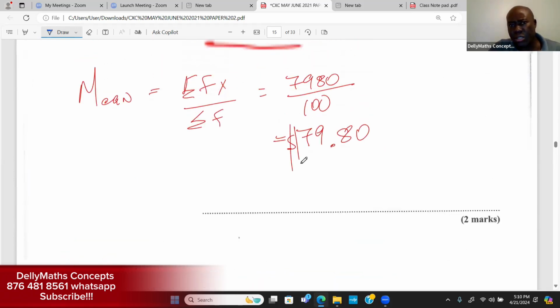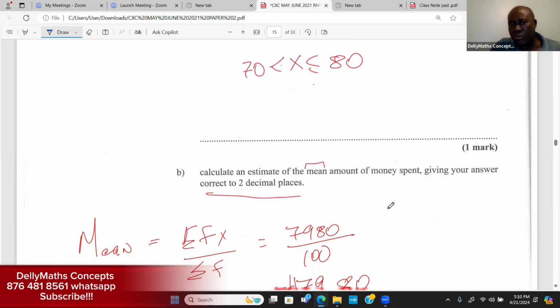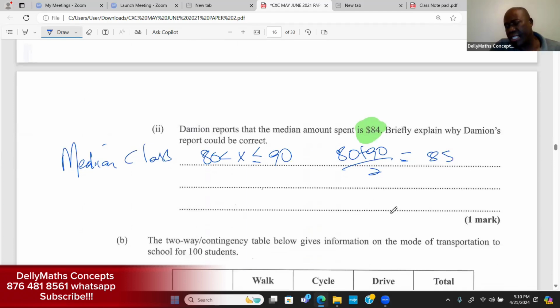I think it was in the table. Let me see. All right, so the mid value is really 85 right here. So we got it in the table. I'm seeing where this is very good, right? Because I'm getting $85. Then I'm going to confirm this 84. So I'm going to say, of course, Damien's report is correct.